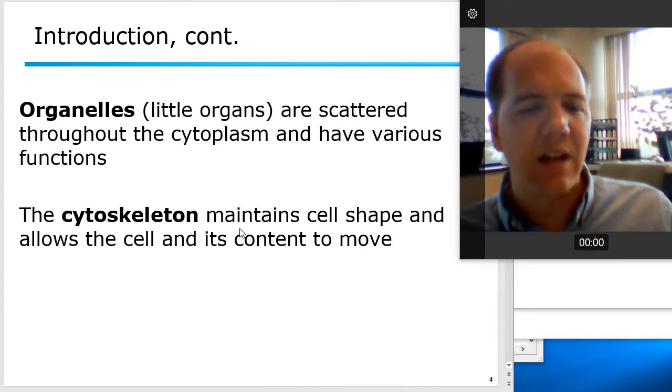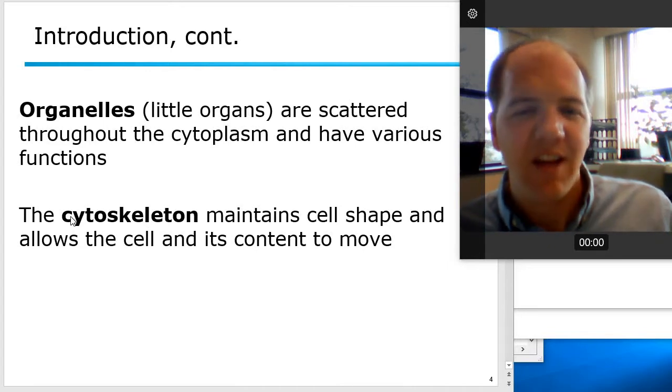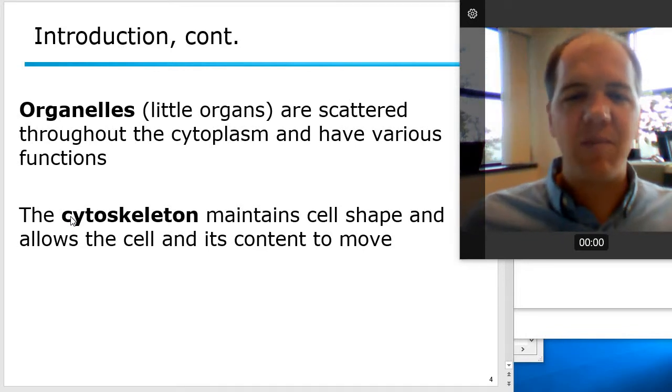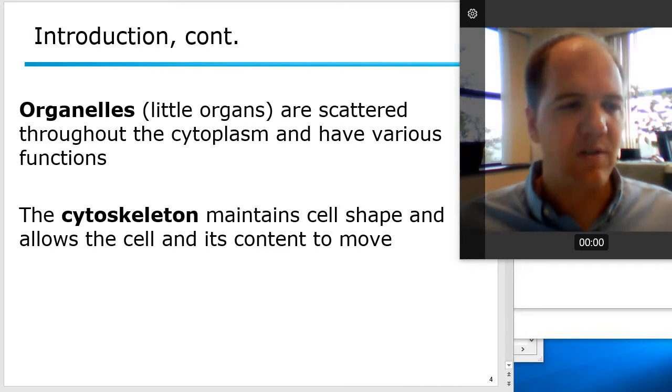And then we have the cytoskeleton, and that's what it sounds like as well. It's a skeleton of the cell. It's all these proteins that are inside the cell that give it its shape. They hold organelles in place. They help the cell move and carry out all these functions.